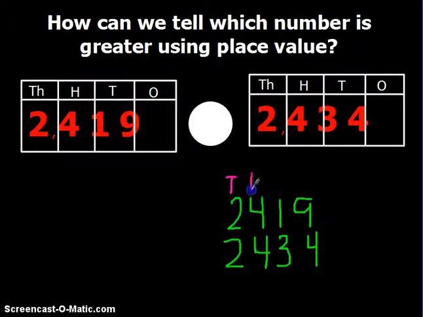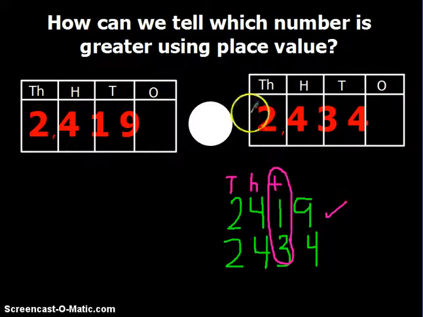So I'm going to move over here to my hundreds place. In the top number I have 400s, and the bottom number I have 400s. That doesn't help me. So I move over here to my tens place. Here I have 1 ten, and here I have 3 tens. Right here is the place where I can make my comparison because my numbers are different.